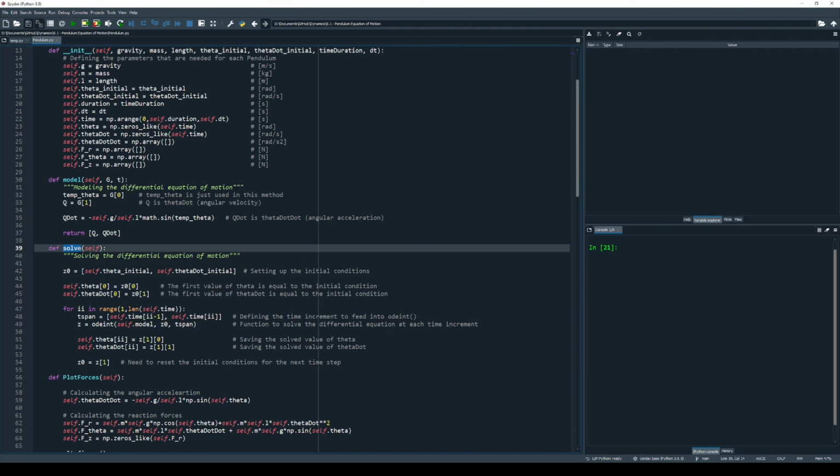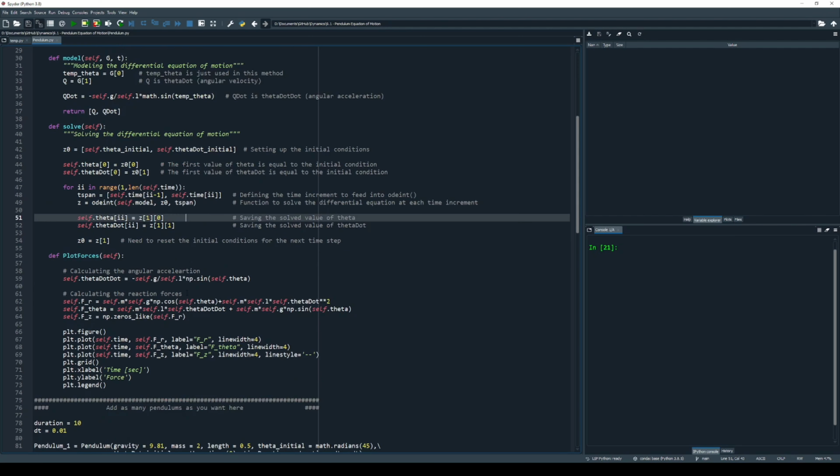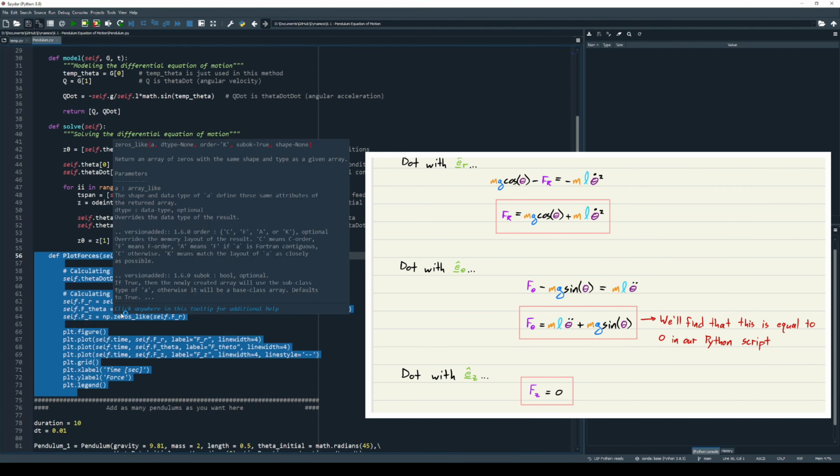Right here, this method solve is what actually solves that model up there. And Z naught is our initial conditions. Since we're solving for theta double dot, we need initial conditions for theta and theta dot, right? So where is the pendulum starting and what is its initial angular velocity? That's what we're doing here. This solves the model at each time step, which we call T-span. This method here plots the forces that we were talking about, FR, F theta, FZ.